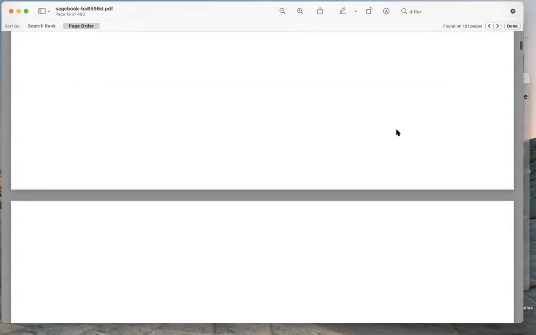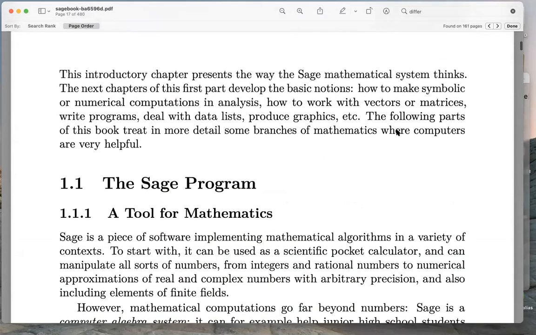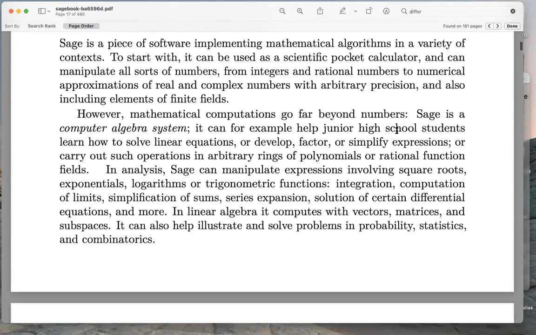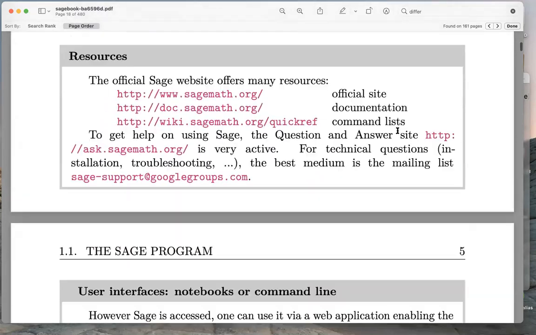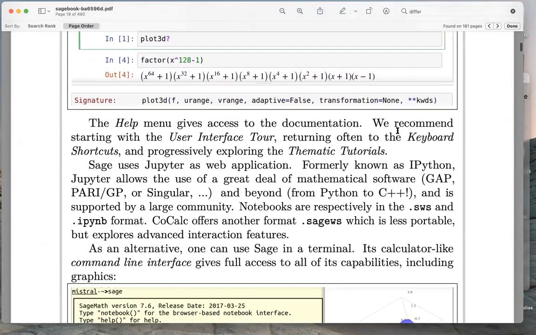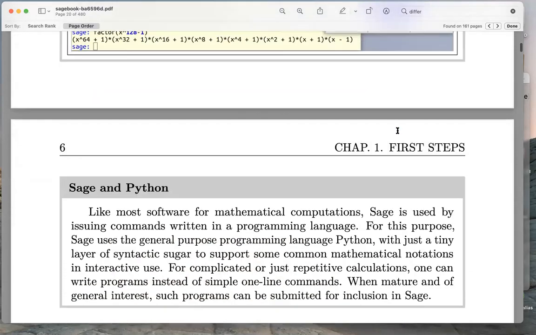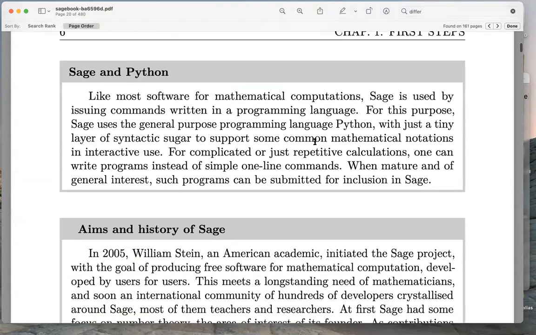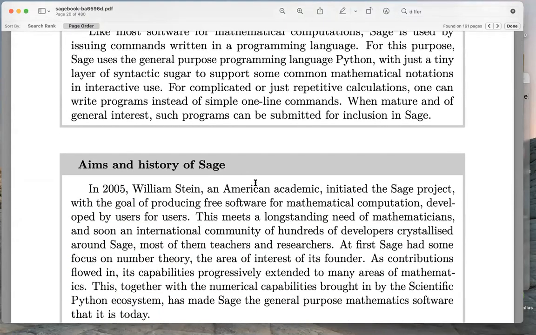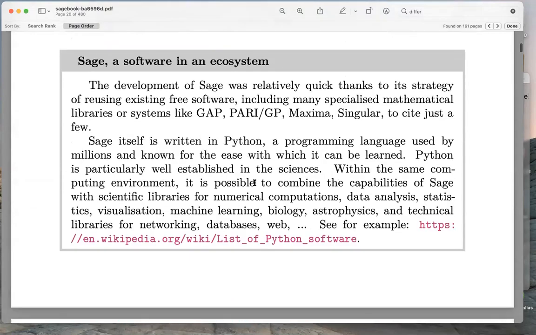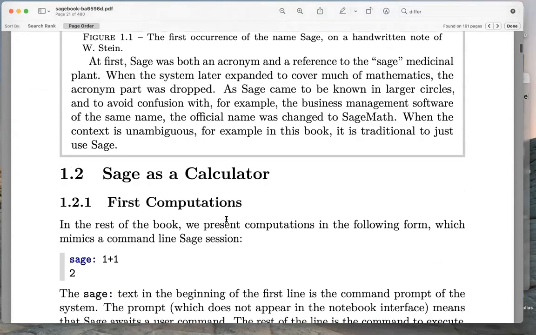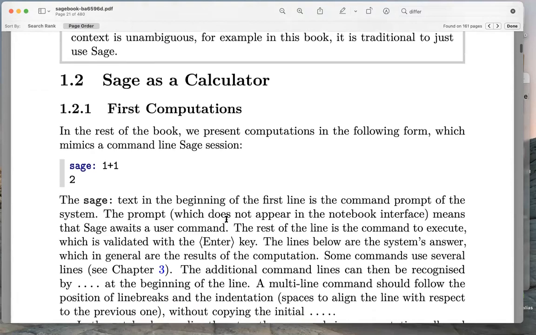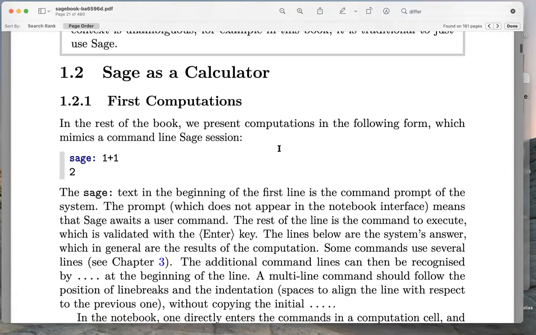So I go through this over here. In the first stages, I go through the Sage program. They talk about it and give me some guidance on how to access Sage. They give me some nice little pictures over here with some code in them. Again, I would recommend reading through that. They talk about Sage and Python, the aims and history of Sage, and Sage as software and ecosystem. They talk about an early note that the founder of Sage wrote and why the name Sage came up. Now, typically people say Sage or Sage Math. They talk about using Sage as a simple calculator.